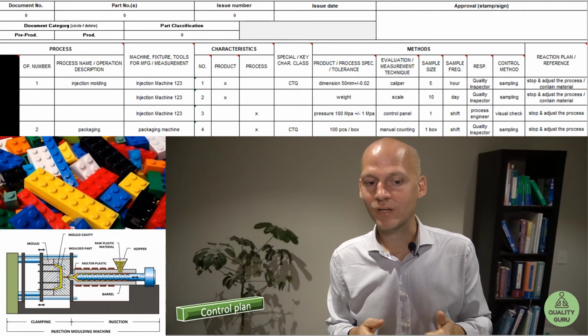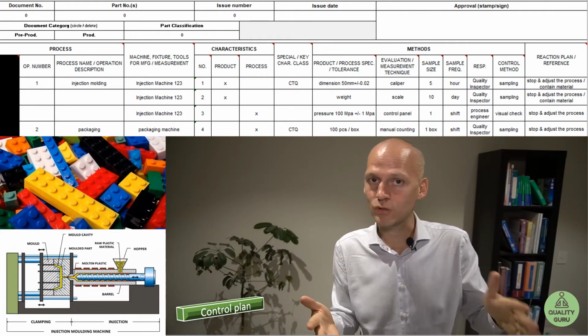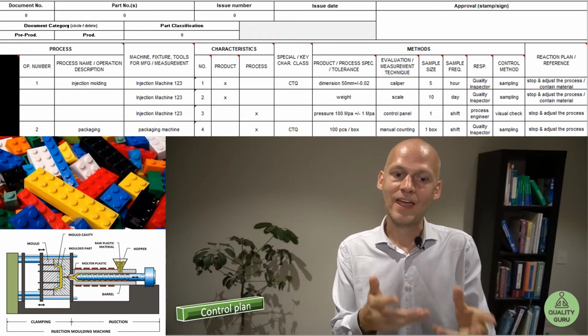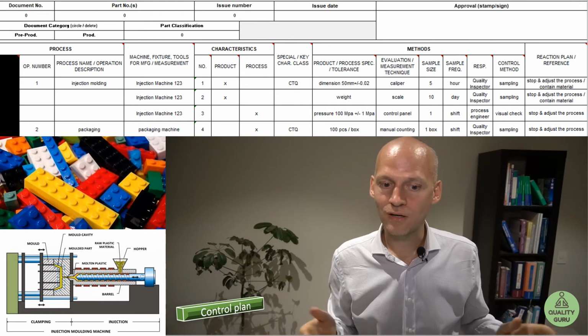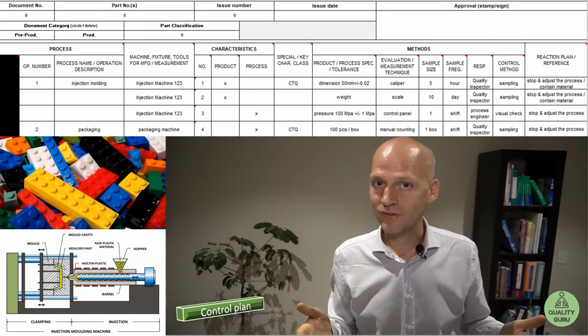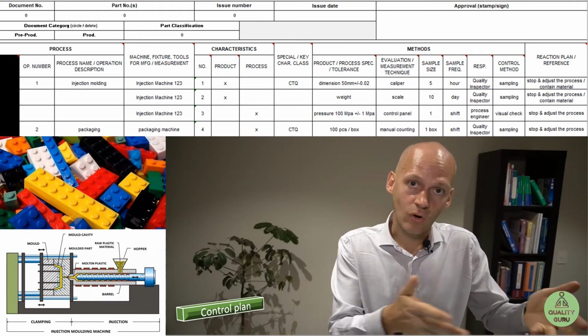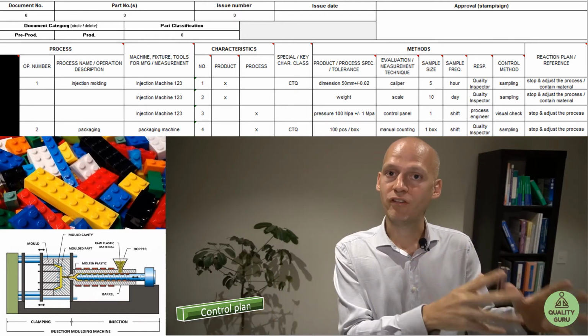And here we say, okay, what is the sample size? How often should we do this? We should take 5 pieces every hour. And who should do this? The quality inspector. And the control method is sampling, because I don't check all the parts. I check only 5 pieces every hour.